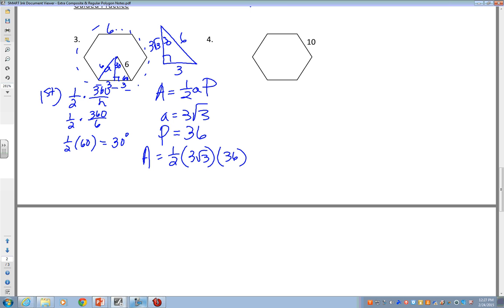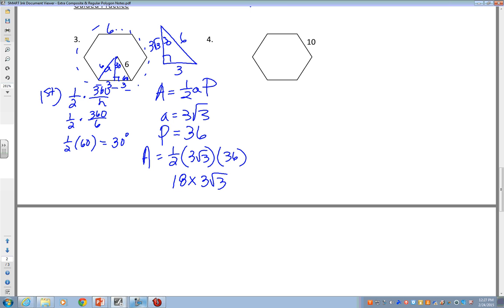Now, think about this. Which number can I take half of? 36. Okay, what's half of 36? Not 6. What's half of 36? 18. Okay. Half of 36, 18. So I'm going to say 18 times 3√3. I took half of the 36. Now I'm timesing it by the apothem, which is 3√3.